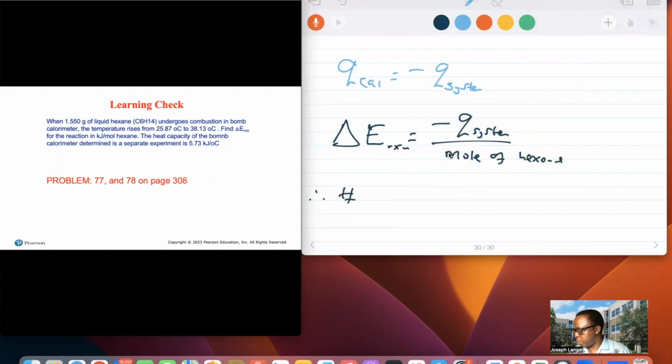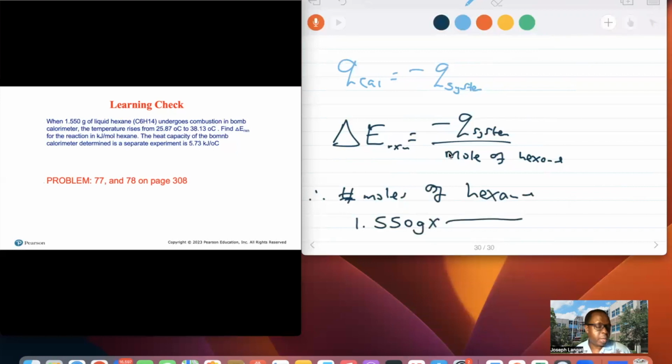So the number of moles of hexane is given by 1.550 grams times, using the molar mass of hexane, 86.1 (use the periodic table) grams of hexane per 1 mole of hexane. All right, this will be 0.01799 moles.